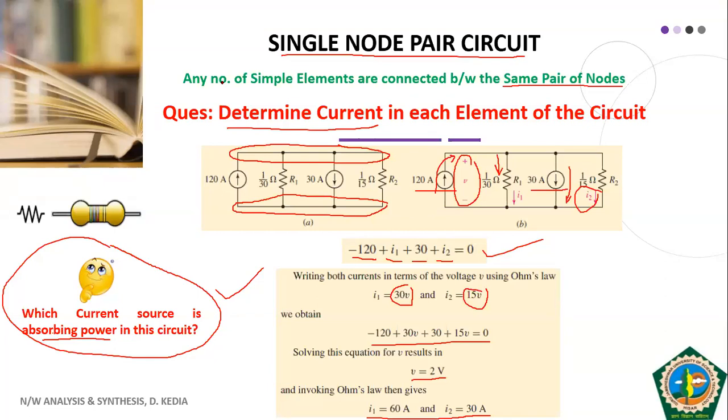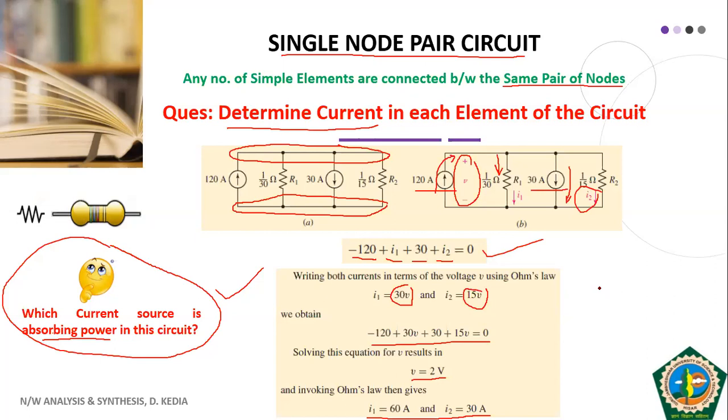So same is the case here. If your 120 ampere current source has current directed inside it, then it will be absorbing power. And if we have the current direction from the current source directed out of it, then we will say that it is delivering power.